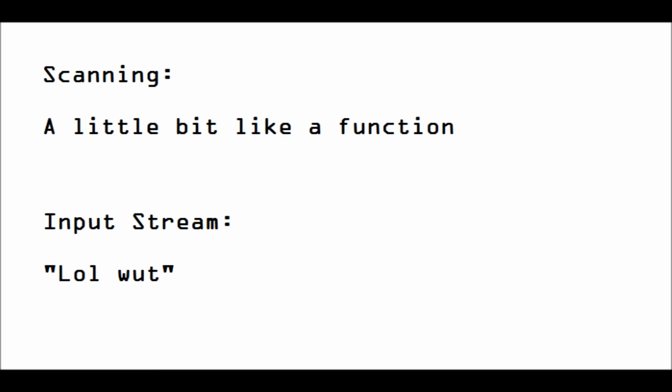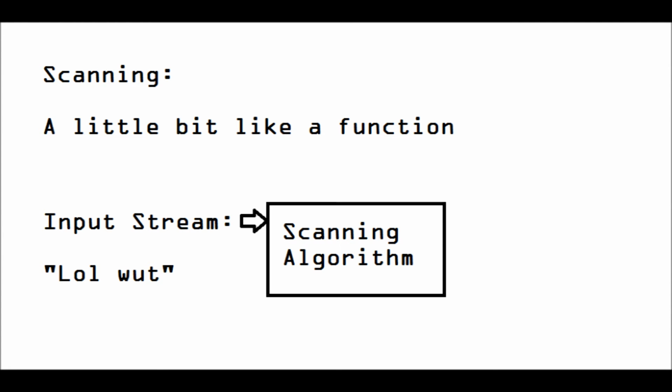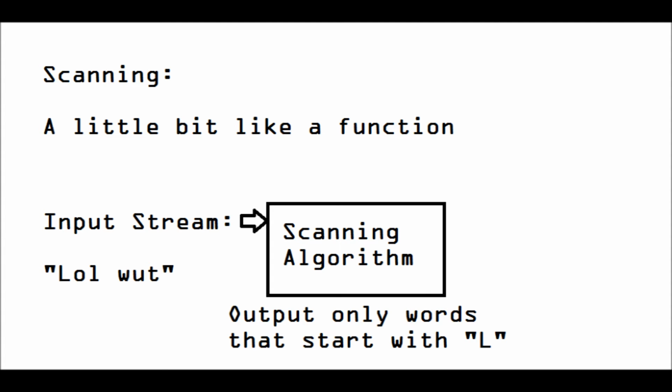So here's an example of an input stream. It is the string "lol what". And we put that string into a scanning algorithm. What that scanning algorithm does is it goes through that input stream and picks out the pieces that we want from it and gives you an output stream of only the stuff that you want from the input stream. So, for example, let's say that we only want words that start with the letter L.